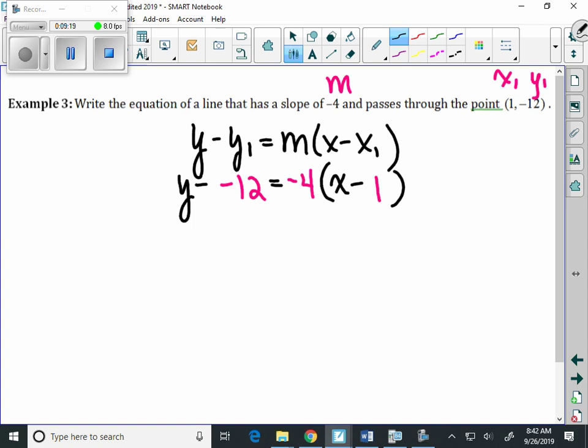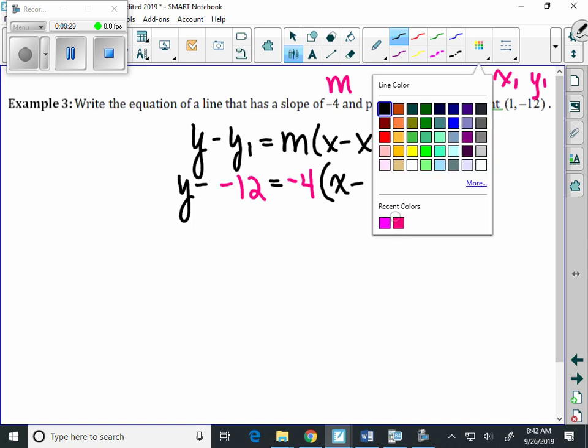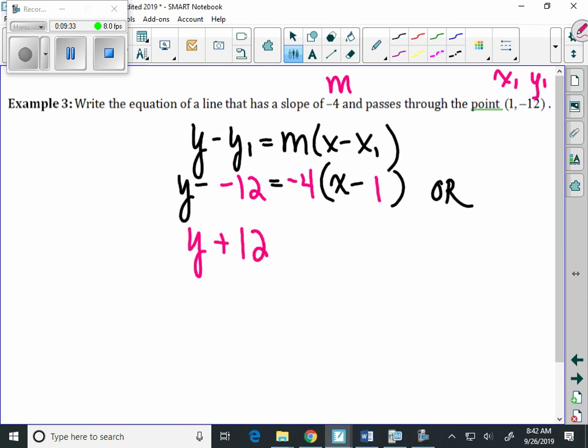Now, of course, we need to know what the equation is. But just as an aside, double negative once again. y minus a -12 is the same thing as y plus 12 equals -4 times x minus 1.